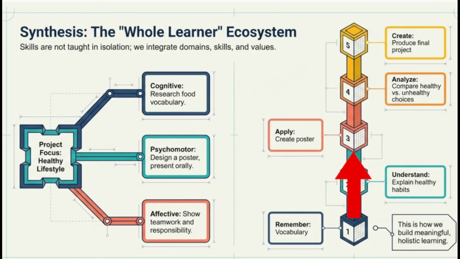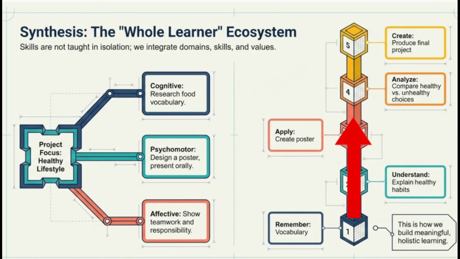Now picture a simple vertical ladder with 5 steps. At the bottom is remember. Students learn basic vocabulary. Above that is understand. They explain healthy habits. Next is apply. They create the poster using what they learned.